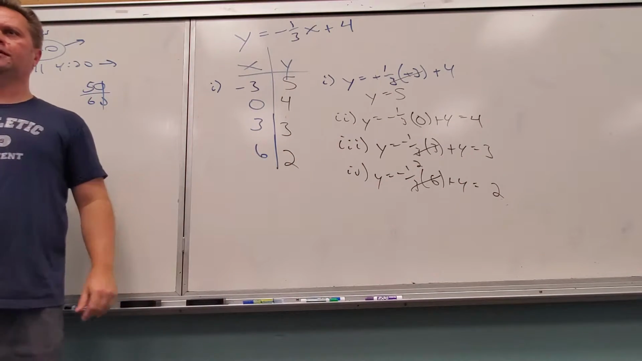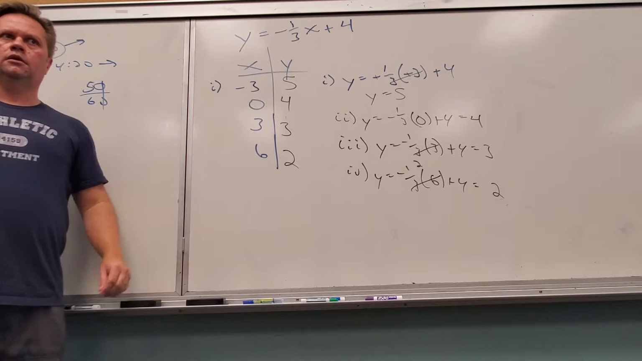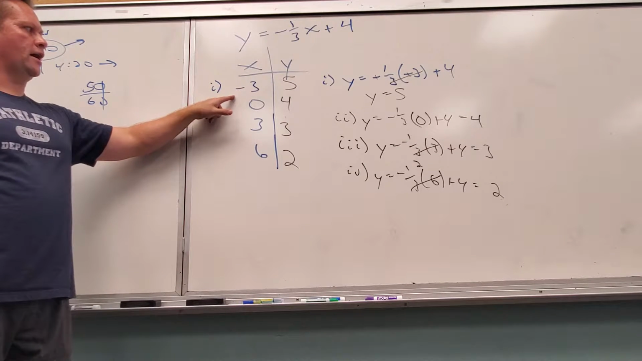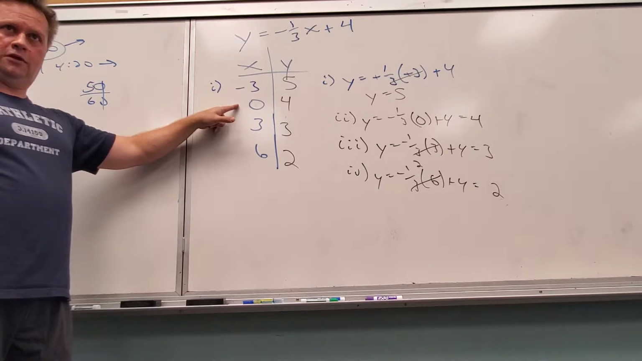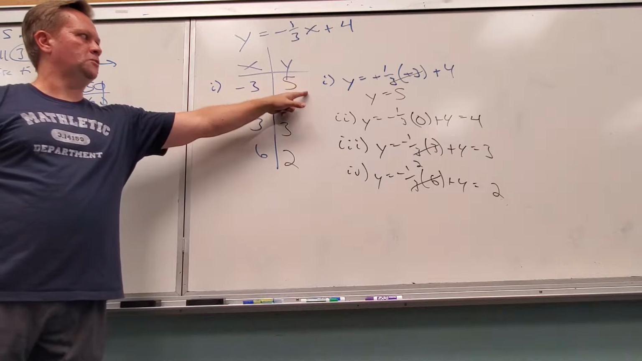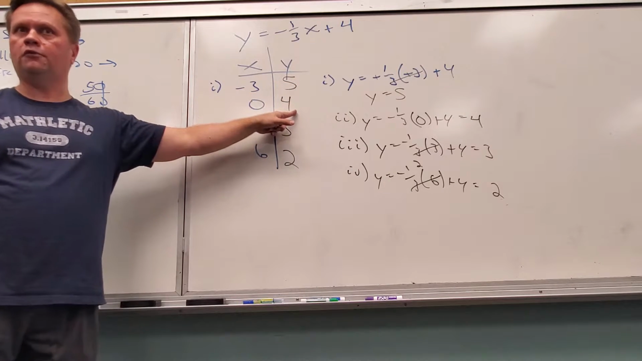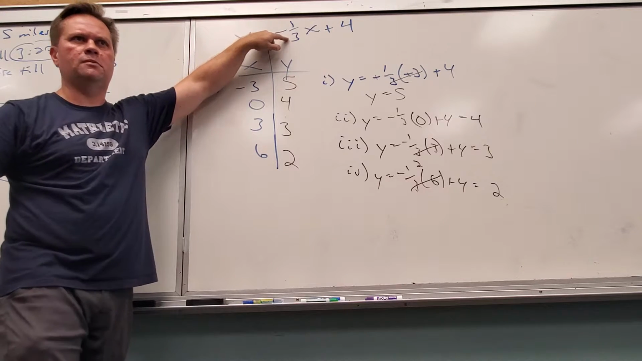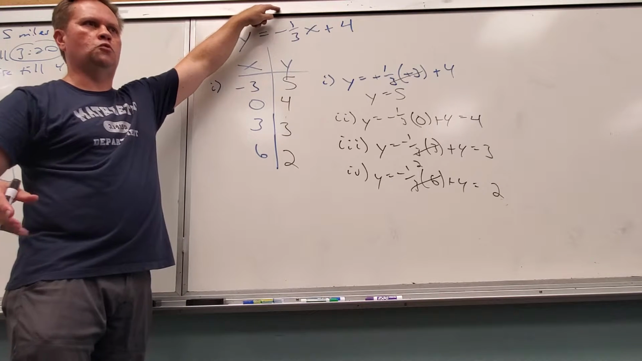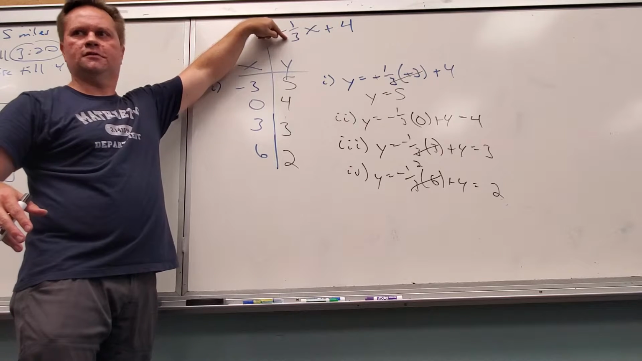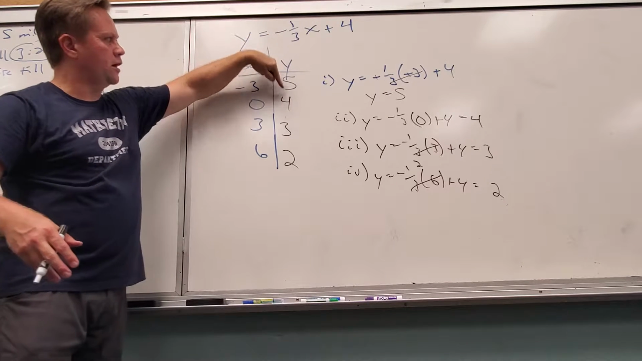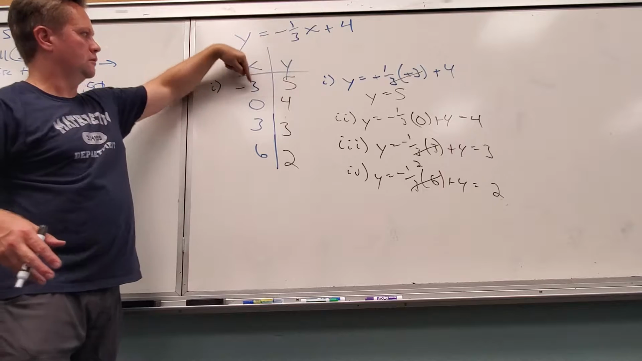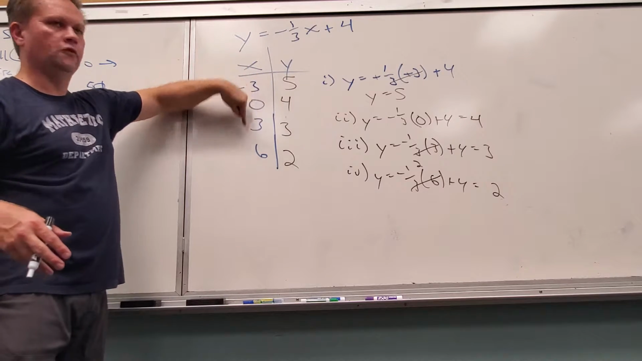Now watch this. You guys see the pattern, right? Every time x changed by 3, y went down. Y changed by 1 down, negative 1. Negative 1/3. Right? You guys might remember slope is change in y's over change in x's. Remember that? Change in y, down 1, over 3.